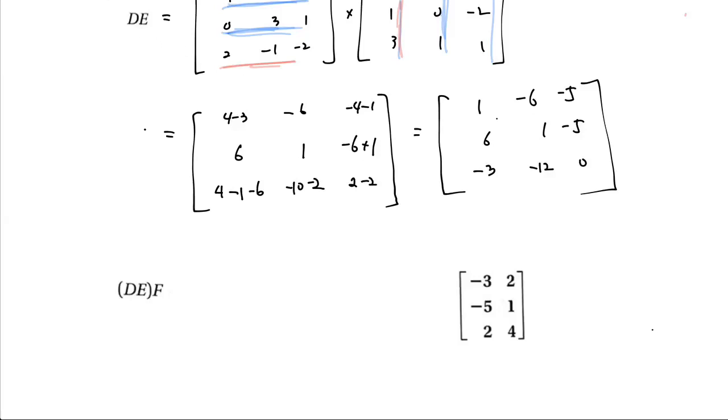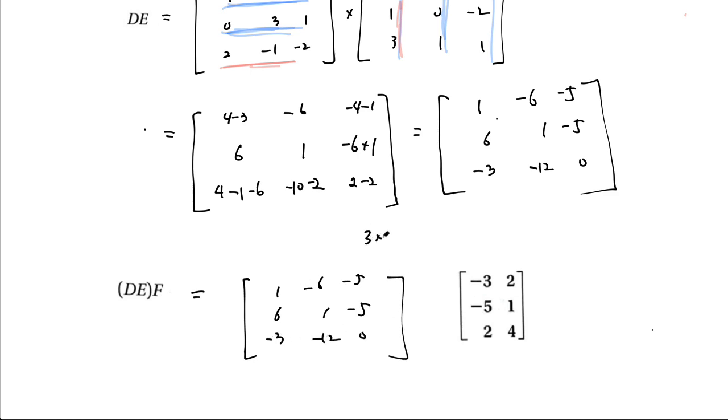Okay, so I've already calculated DE here. So we're gonna take the result of this, which is right there, and multiply it by F, where this is F. Okay, so this is 1, -6, -5. All right, let's check that we can multiply it.